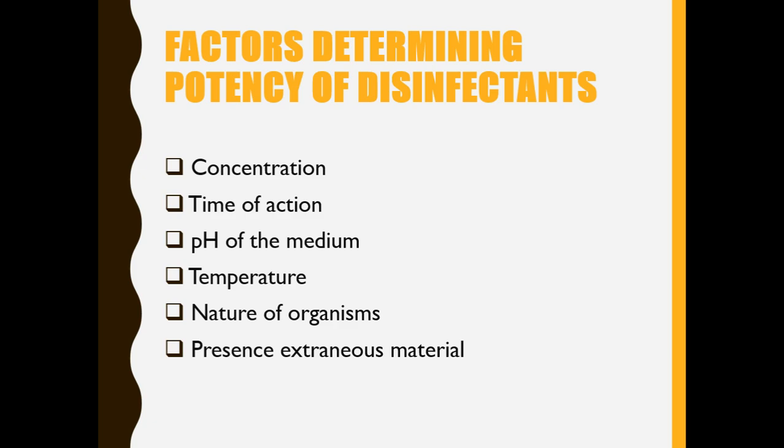The next one is the presence of extraneous material. If any additional material is present where you are applying this disinfectant, that may interfere in the action of the disinfectant. But if the disinfectant is powerful, if it is a potent one, it may be able to act even in the presence of the extraneous material. It can penetrate rapidly and will act on the cell.